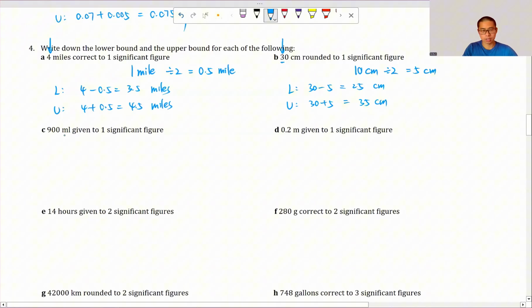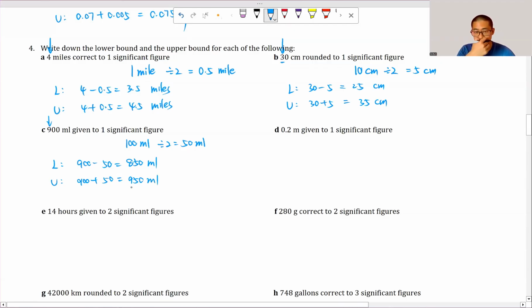So for question C, 900 milliliter given to one significant figure. One significant figure, starting from the left-hand side, will be this place. That should be to the nearest 100 milliliter. So divide by 2, we have 50 milliliter. Then lower should be 900 minus 50, which is 850. And then upper is 900 plus 50, which is equal to 950. Then that will be the answer.